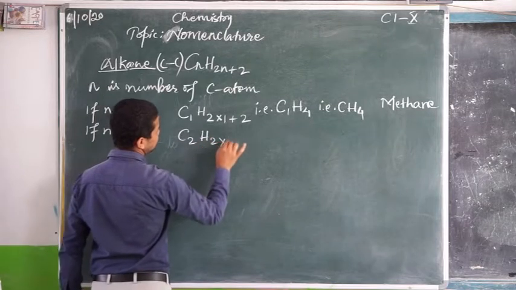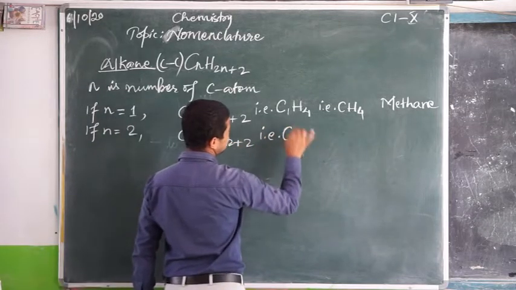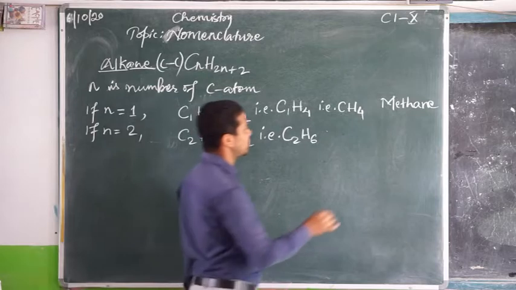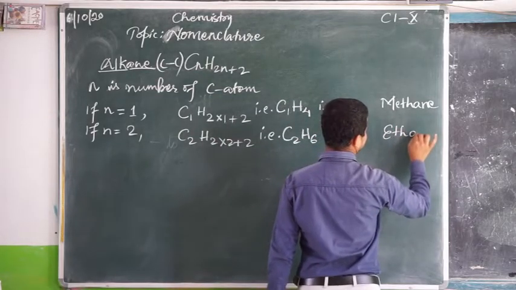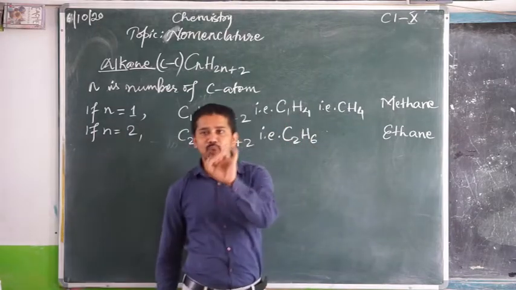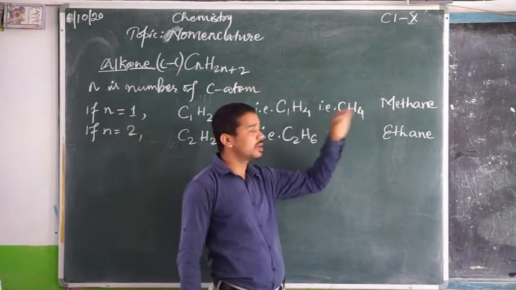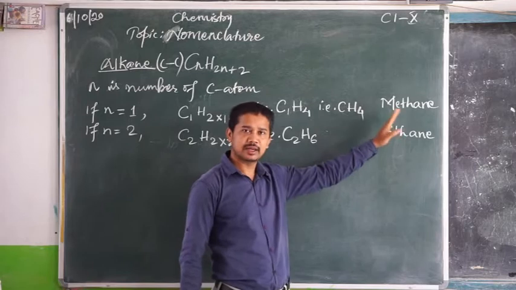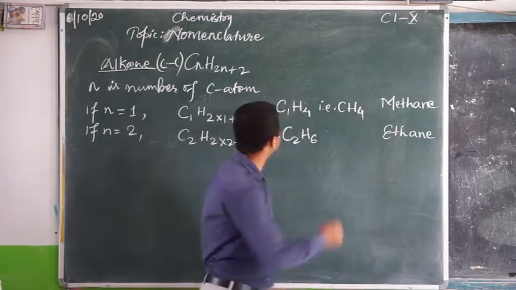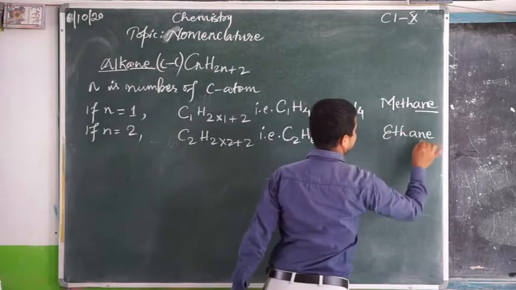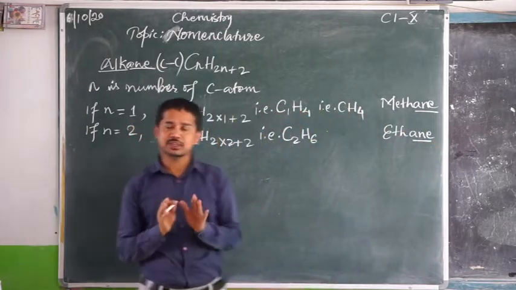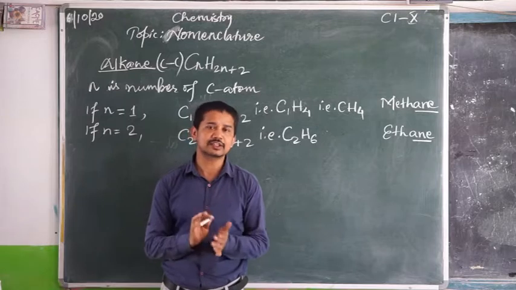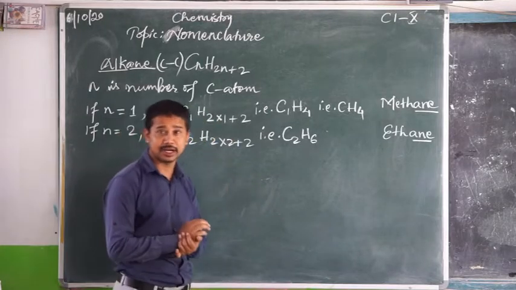Now if n is equal to 2, then we have C2H(2 into 2 plus 2), that is C2H6. And what will be its name? When carbon is 1, it is meth. When carbon is 2, it becomes eth. Then for alkane the suffix is -ane. Whenever you see the suffix -ane, it means there is no double bond or triple bond between carbon atoms. There are only single bonds between carbon atoms, hence it is a saturated hydrocarbon.